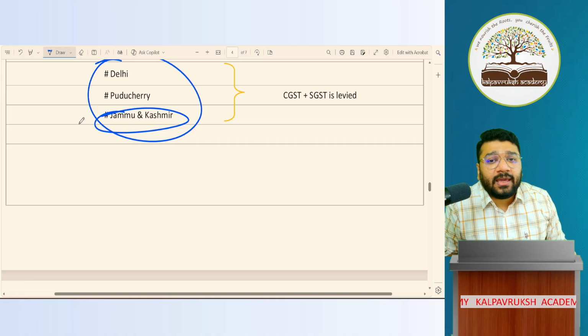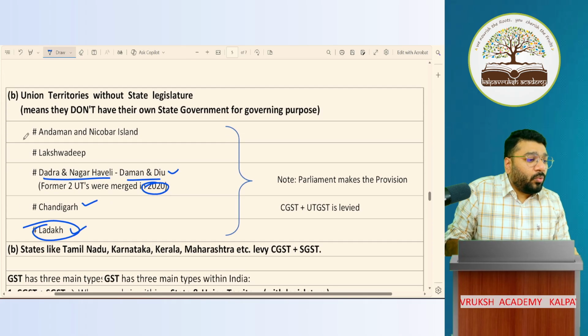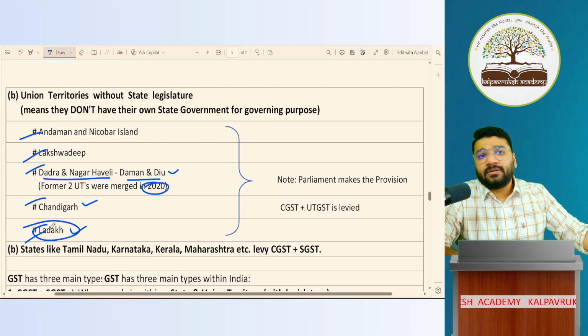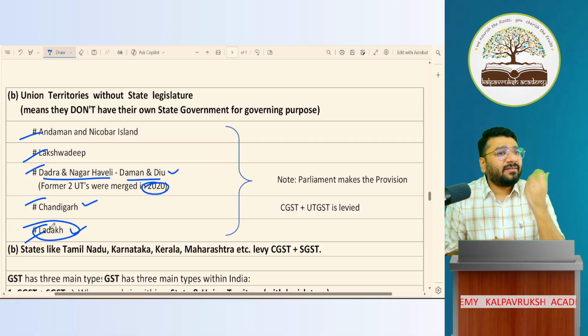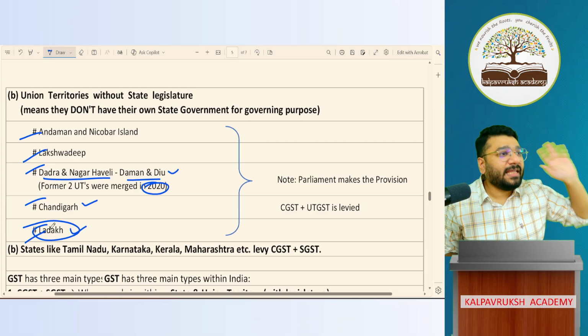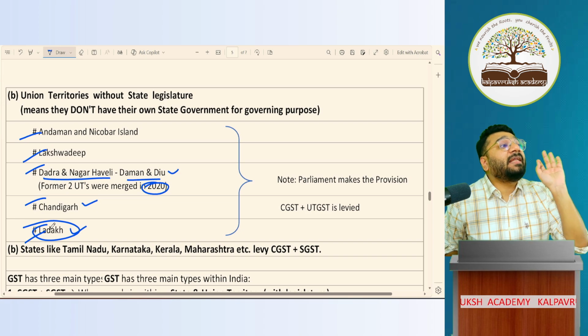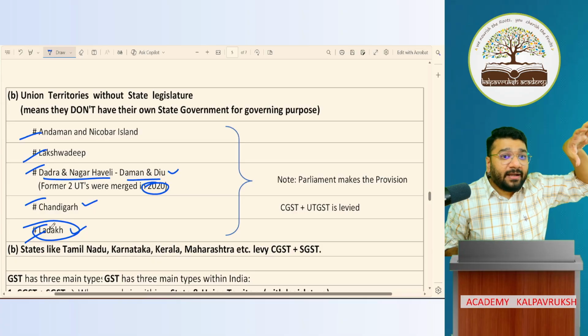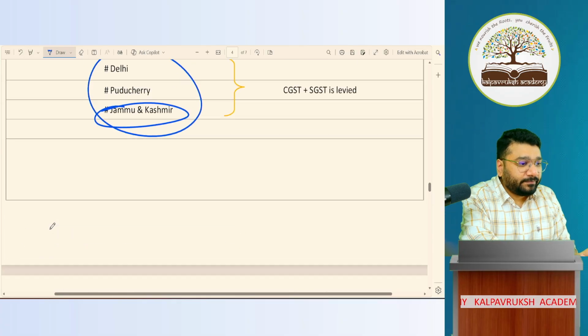Okay, not okay. So how many in total? 3 plus 1, 2, 3, 4, 5. How much? 8. Three separate, five separate. Why? There's a logic behind it, which I'll tell you in a few minutes. In total, there are 8 union territories. There's a reason why I have separated this. I'll tell you in some time.